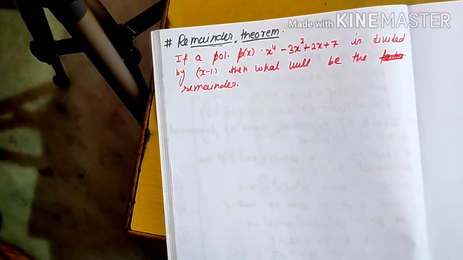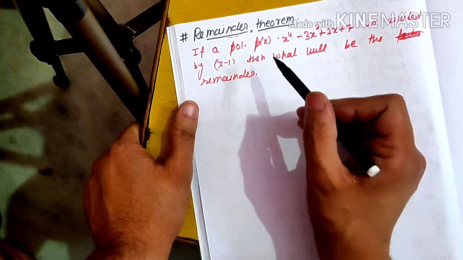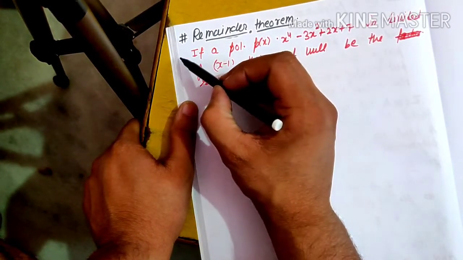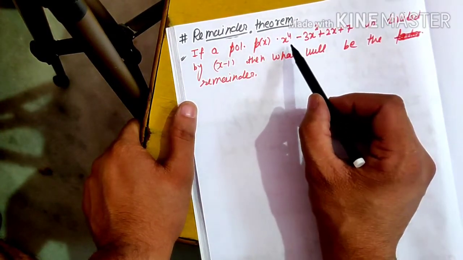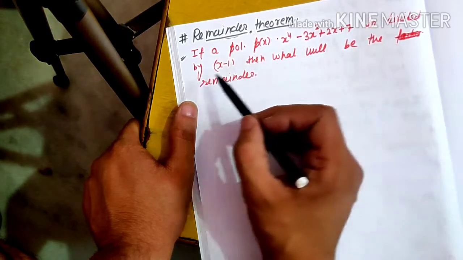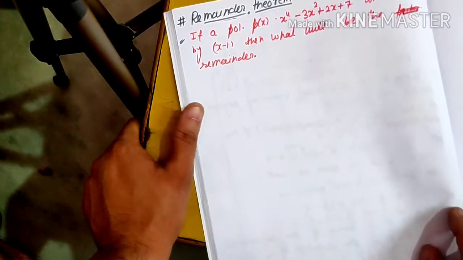Now students, let us study what the remainder theorem is. The remainder theorem is also important. We will study the remainder theorem by taking an example. If a polynomial p(x), x to the power 4 minus 3x square plus 2x plus 7, is divided by x minus 1, then what will be the remainder? We have to find its remainder.